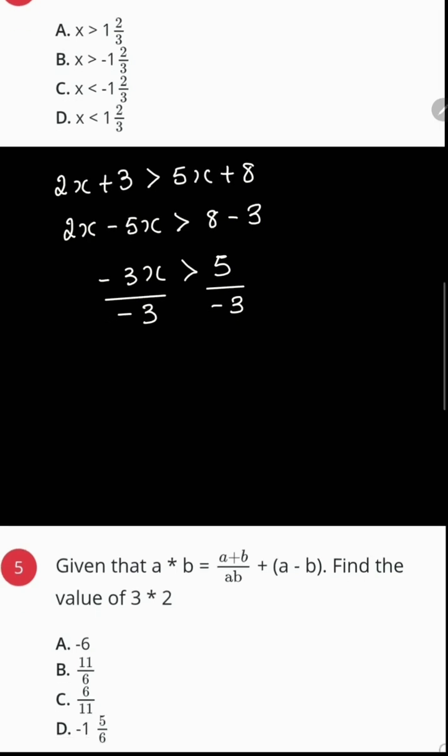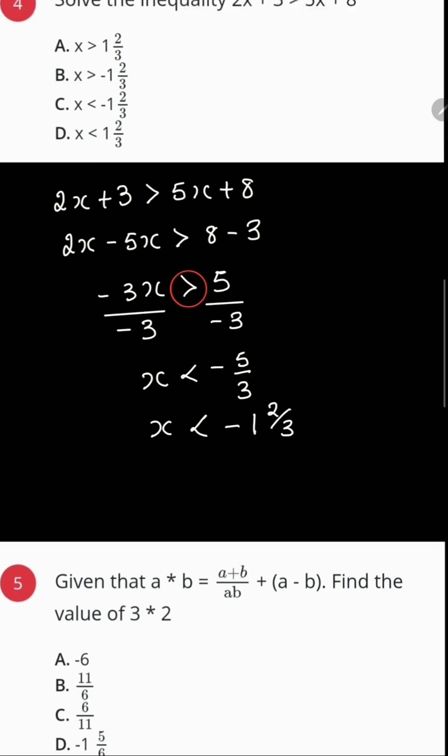Now, one good thing with this is that by the time you divide both sides using negative, this particular sign will change to the opposite. So therefore, we are going to have x, then this is going to be minus 5 over 3, which says that x is actually less than, if I change it to mixed fraction, minus 1 whole number 2 over 3. Okay, so that is my answer.